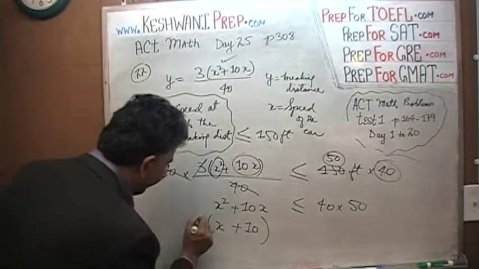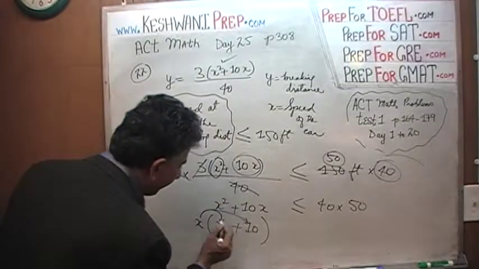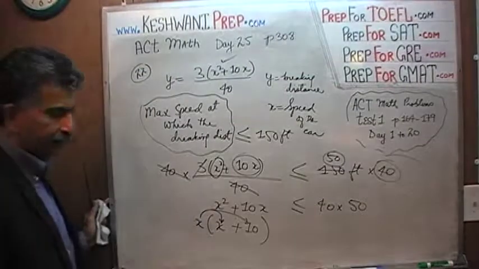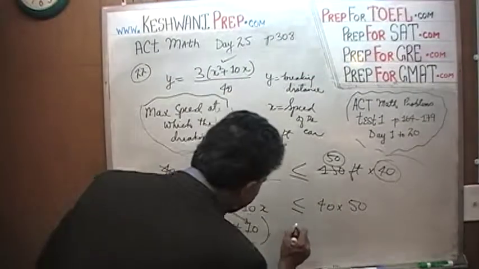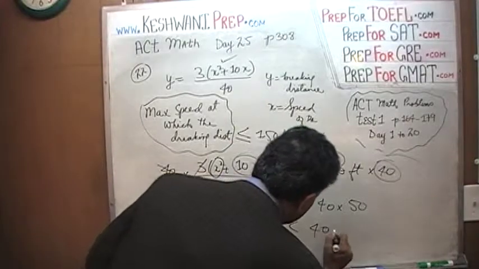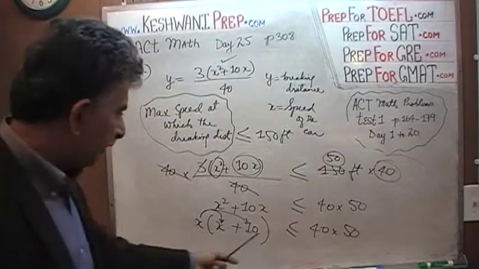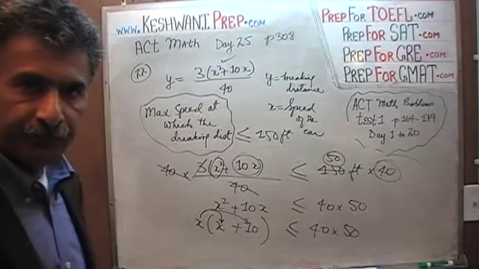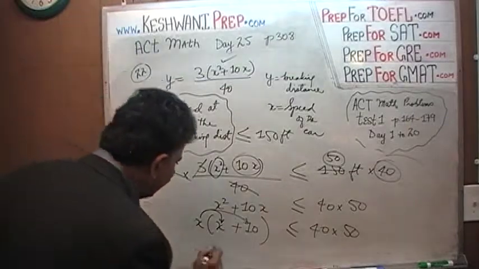There you go, because x times x is going to give us our x squared, and x times 10 is going to give us our 10x. So what we find is x times x plus 10 has to be less than or equal to 40 times 50. We're almost done. Can you recognize what x must be? This is some quantity x, and this second quantity here is 10 more than that.